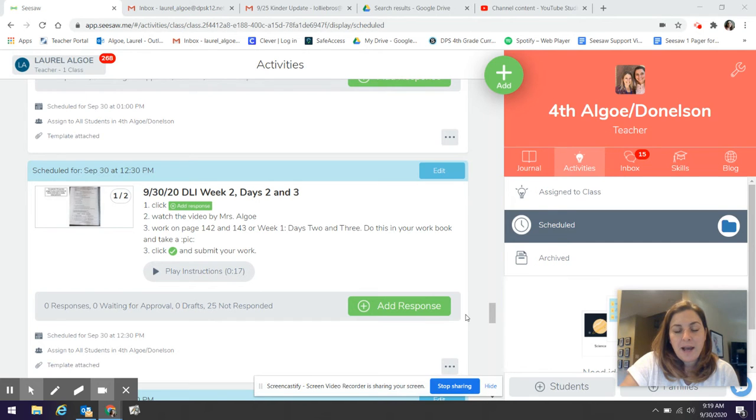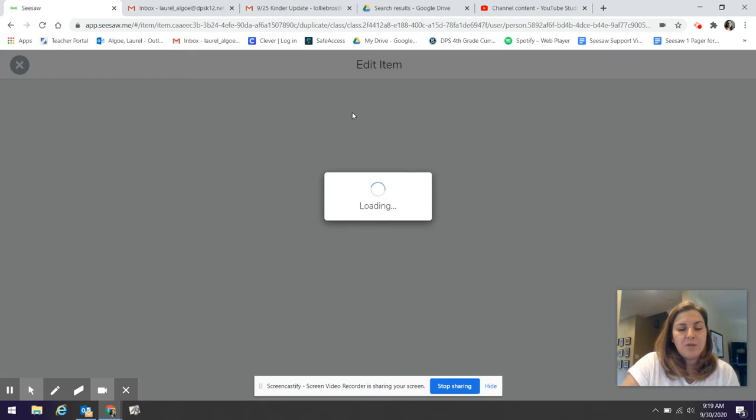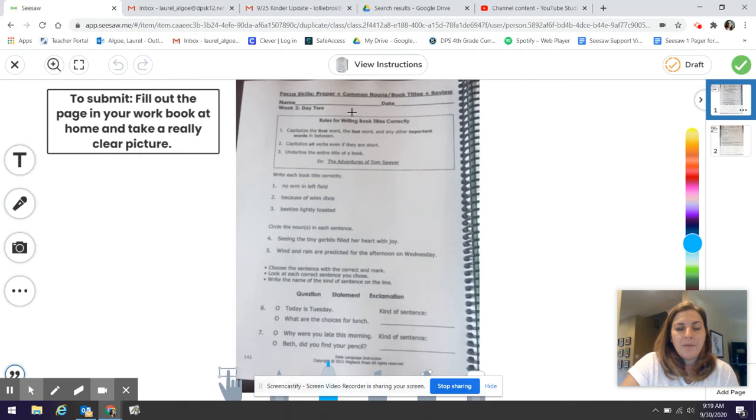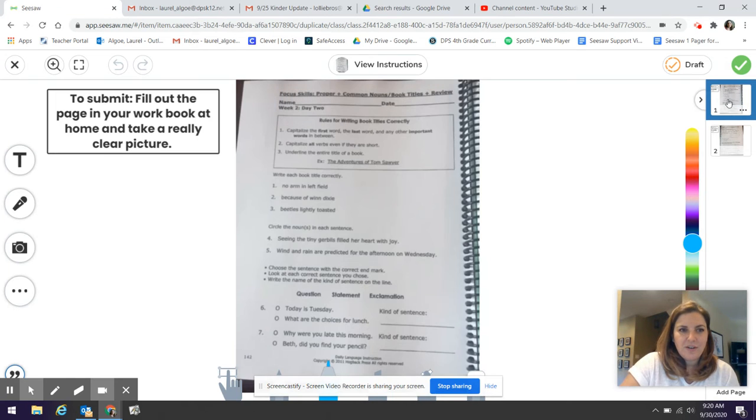And as always, I'd rather you do it in your workbook and take pictures than to do it on the screen. But there is the option that you can do it on the screen if you'd rather. Once I see this assignment pop up, it won't pop up until 12:30 today, I'm going to click on Add Response. I'll be the sample student, otherwise it'll just open yours right up. And you can see that there are 2 slides here. Slide 1 is day 2. Slide 2 is day 3. I know that's a little confusing.